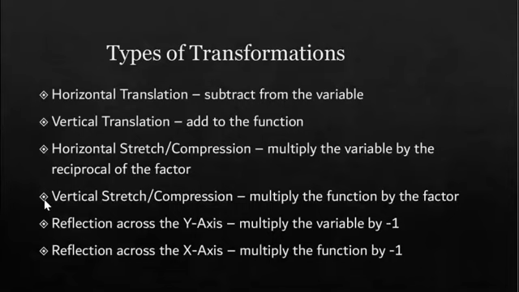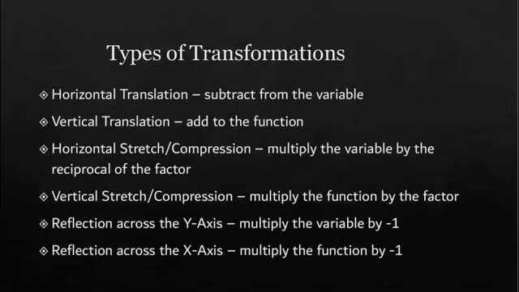For a vertical stretch or compression, you're multiplying the function by the factor. So you put parentheses around the function, put the factor on the outside, and then you distribute it into each term of the function. Just be sure not to distribute into the absolute value symbols. That way you can tell what the vertical stretch or compression factor was. And it doesn't always work to do that, so you need to be careful about that. Reflecting across the y-axis, you're multiplying your variable by -1, and then reflecting across the x-axis, you're multiplying the function by -1. Again, being careful not to go into those absolute value symbols.